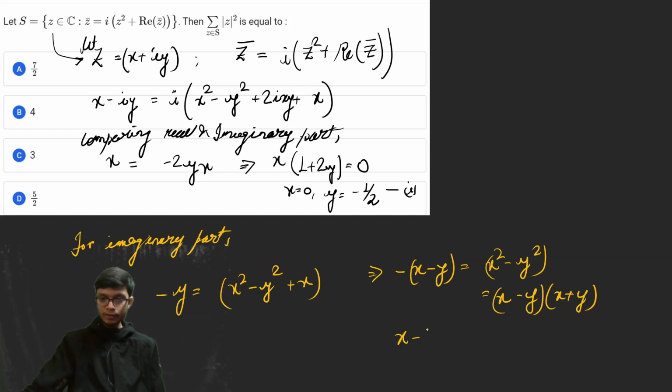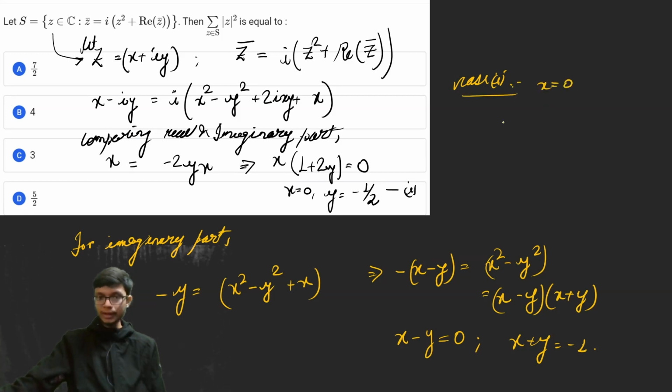That is, x minus y basically gets cancelled. That means one value is x minus y is equal to 0, and the other is x plus y is equal to minus 1. Okay, so let us form some cases and solve this particular problem. The very first case I'm writing over here, case 1, where x is equal to 0. Then minus of y is equal to minus y square.